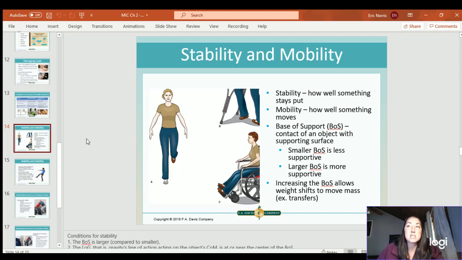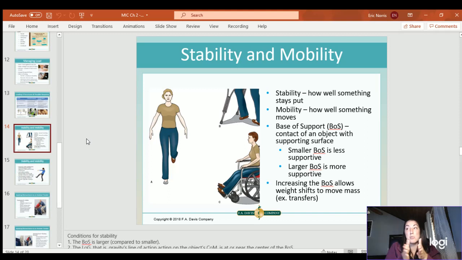Anything that's contacting the support surface would create your base of support. So even if you think of a picture frame that's open and sitting on a shelf, the shelf would be the support surface, and how wide the picture frame opens would be the base of support.